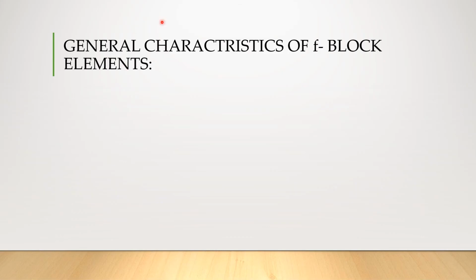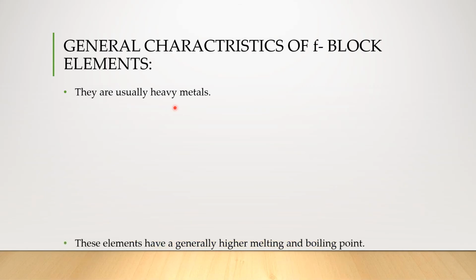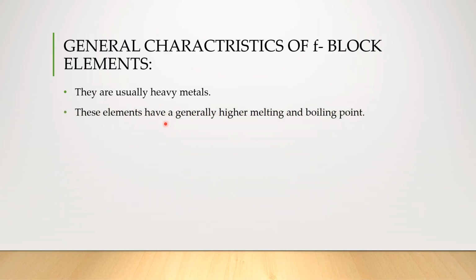And now we are going to see the general characteristics of F block elements. Okay, the first one is, they are usually heavy metals. Okay, as we know that the atomic number increases, the metal's weight also increases. Then the next one is, these elements have higher melting and boiling points.